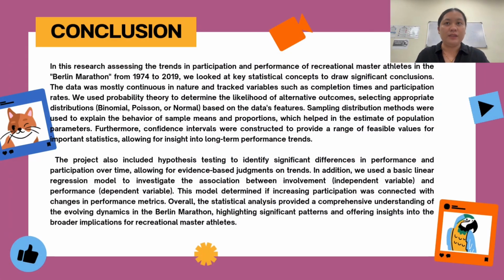Okay, for the conclusion, this research analyzed trends in participation and performance among recreational master athletes in the Berlin Marathon from 1974 to 2019 using statistical methods. Key approaches include probability theory to choose appropriate data distribution, sampling distribution to estimate population parameters, and confidence intervals to determine plausible values for key metrics. Hypothesis testing identifies significant change in trend, while linear regression analyzes the relationship between increasing participation and performance. The study offers a detailed understanding of how participation grows and performance shifts reflect broader changes in the dynamics of recreational athletes in the marathon. This analysis helps highlight how statistical tools can uncover meaningful patterns, providing insight into long-term athlete trends and their implications.